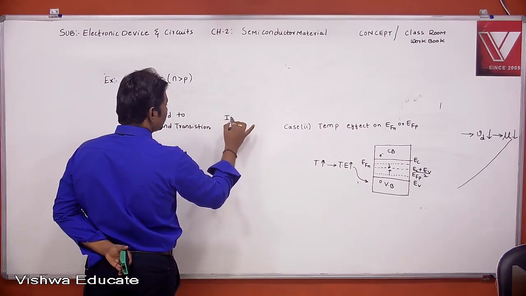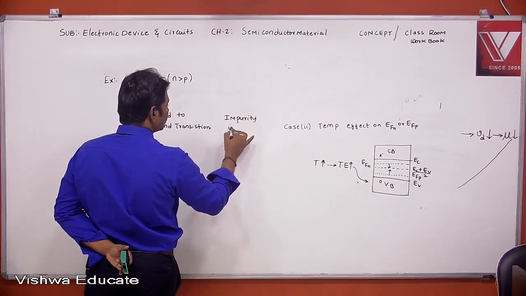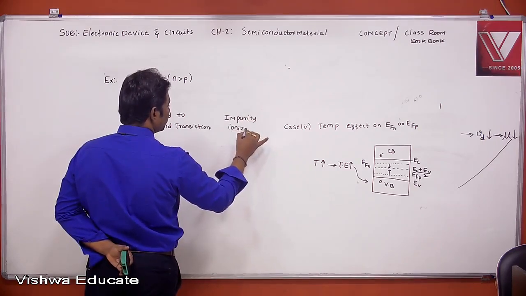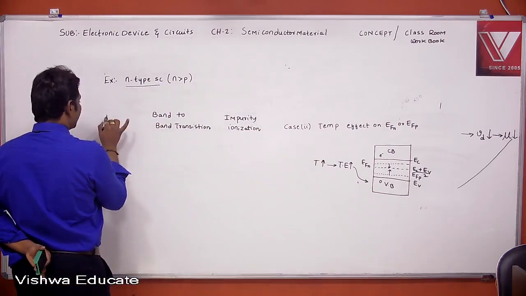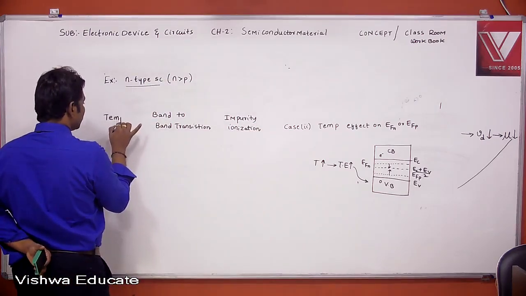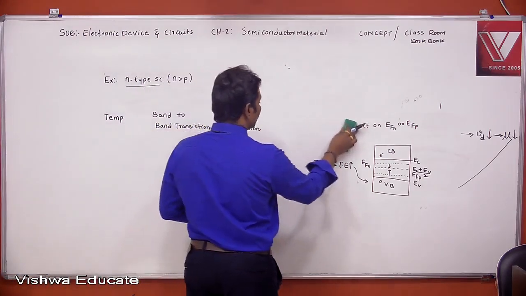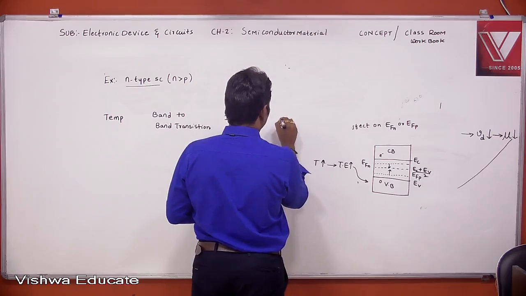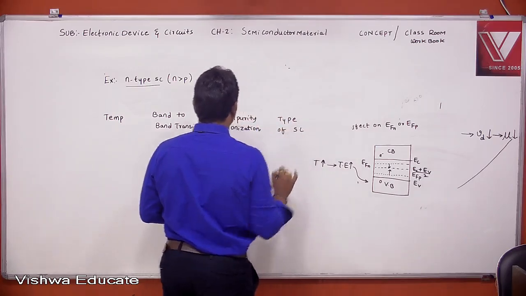and another one is impurity ionization. And another column I can consider the temperature, and one more column I can consider as the type of semiconductor. Now see, all of you.